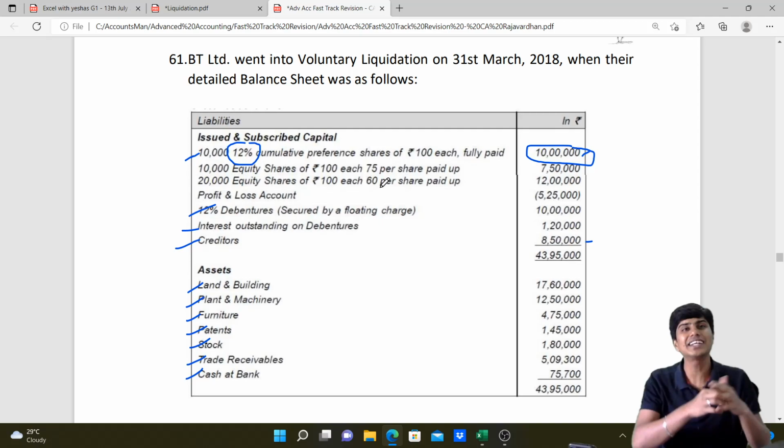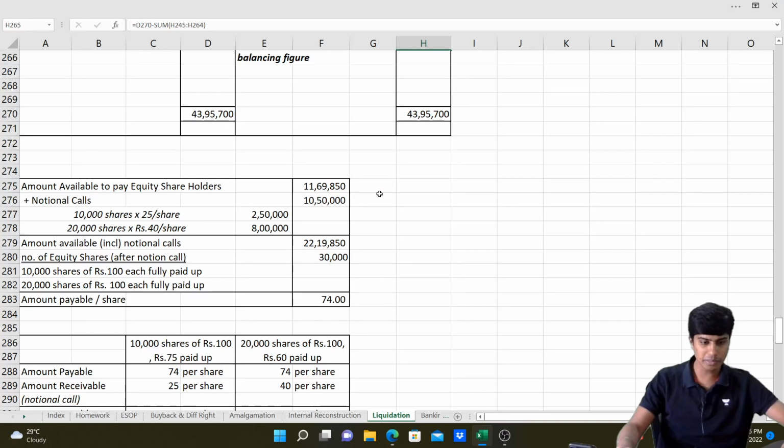Now I told it orally. I'll show you the computation. So what will we do? 11,69,850 will be our starting point. To this, I will add the notional call.